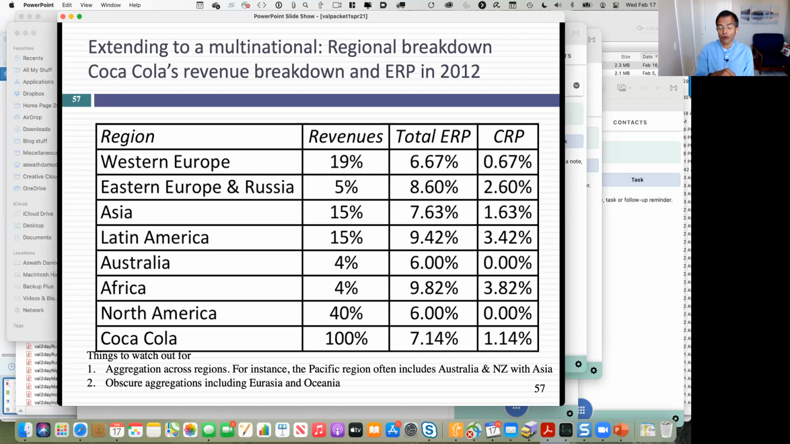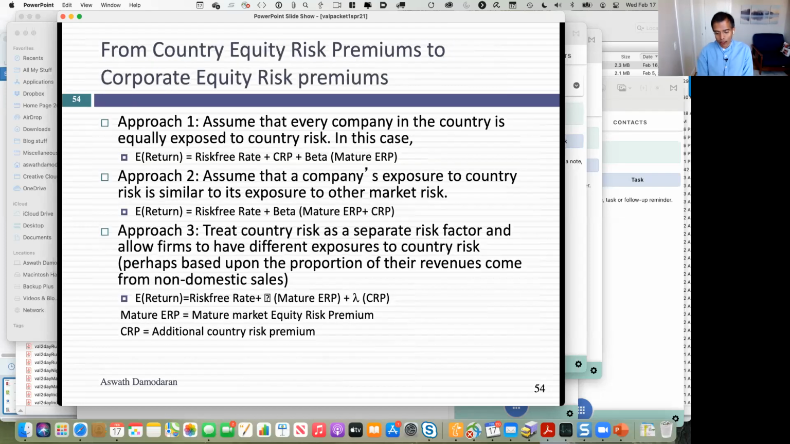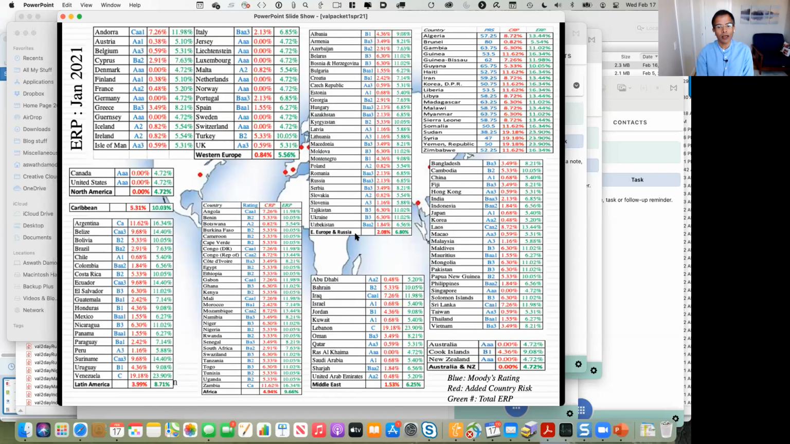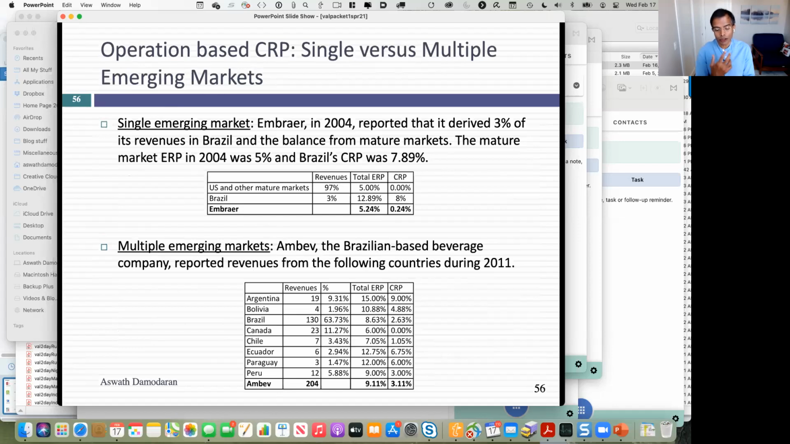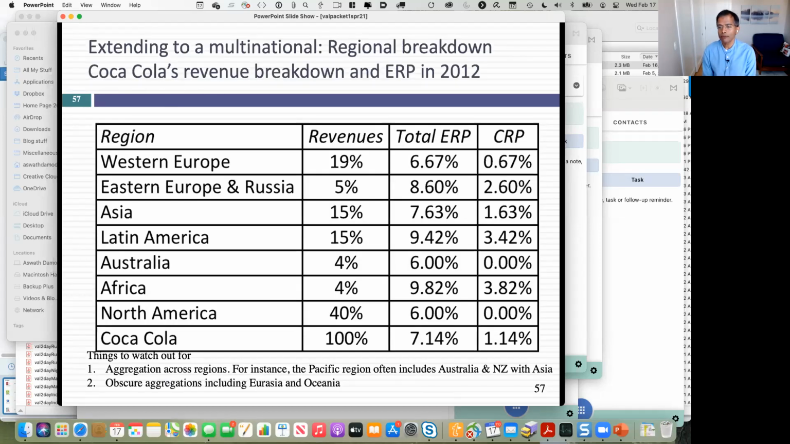And that's why if you look at the picture of equity risk premiums by company, by country, with each part of the world, at the bottom, you'll actually see an average for that part of the world. So if you take Eastern Europe and Russia, there is an average that's a weighted average of the equity risk premiums of every country in that region weighted by GDP. And the reason I provide that is for companies like Coca-Cola, where the only thing they give you is a regional breakdown, you need a regional average.